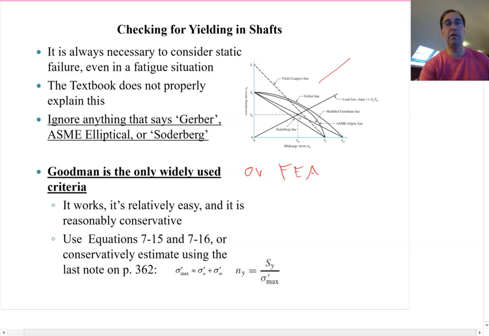And here's what all these things look like on the right-hand side of a fatigue diagram. This is the only one that we're interested in, right there, modified Goodman. Everything else gets a big fat X on it. Equations 7-15 and 7-16, eventually to check for yielding. We already did our fatigue analysis before, so now this is a check for yielding.